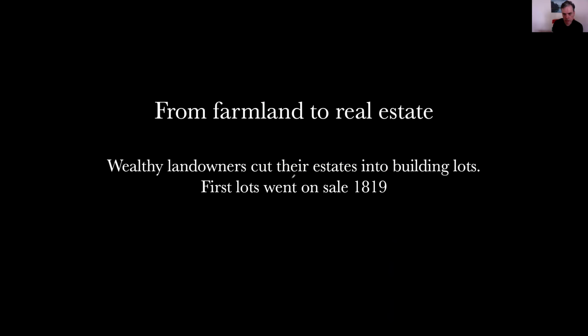At this point, Brooklyn Heights is owned by some wealthy landowners, and you can see their names. If you go to Brooklyn Heights today, you can see their names commemorated in street names. So there's Pierpont Street. He was one of these landowners. Remsen, he was another landowner. And they owned these big chunks of land, which had been farms, but at this point, they're just sitting on the land, hoping to subdivide it into building lots.